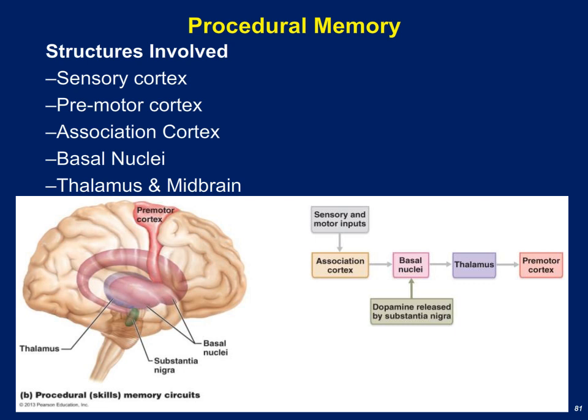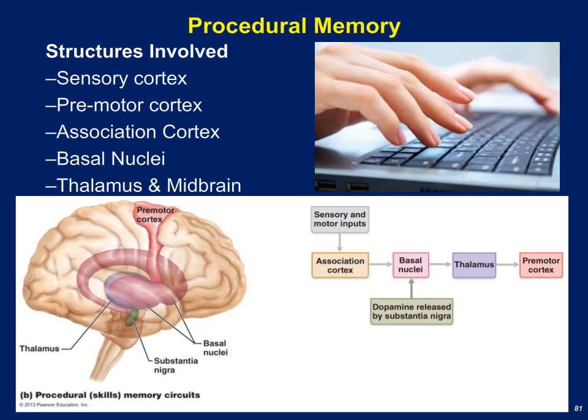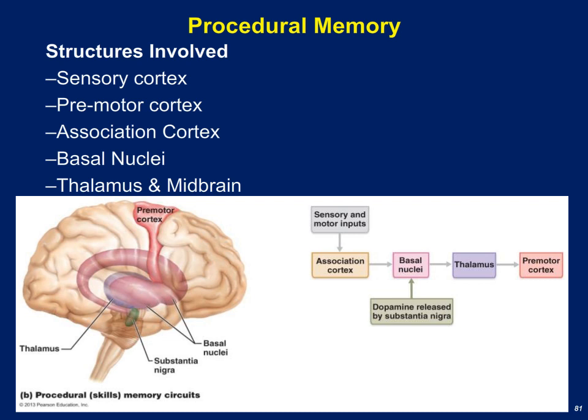Now let's take a look at procedural memory. Procedural memory is not involved in memorizing facts, but instead is a type of motor memory we use to memorize certain types of skilled muscle movements. For example, think about being able to type on the keyboard of your computer. That's a learned procedural memory. So the structures here include the sensory cortex, that is the somatosensory cortex, as well as your eyes, the visual cortex. Each of these report to their respective association cortices, and then to the multimodal association cortex.